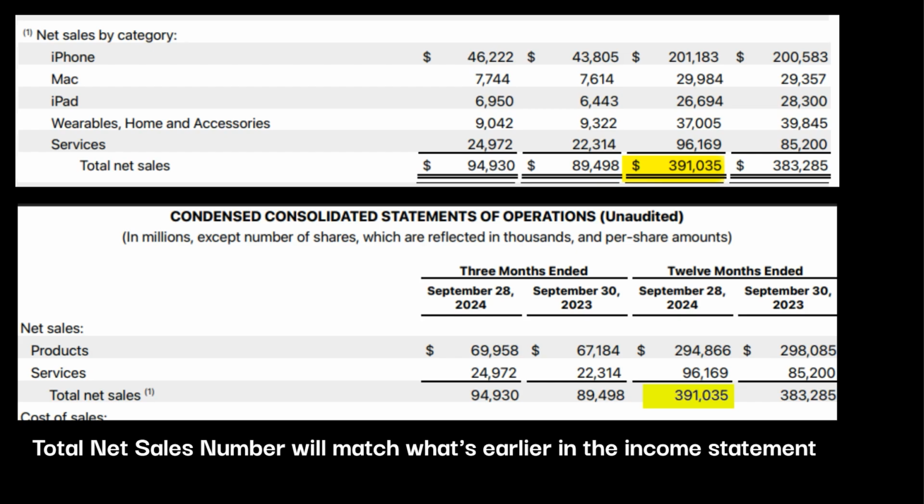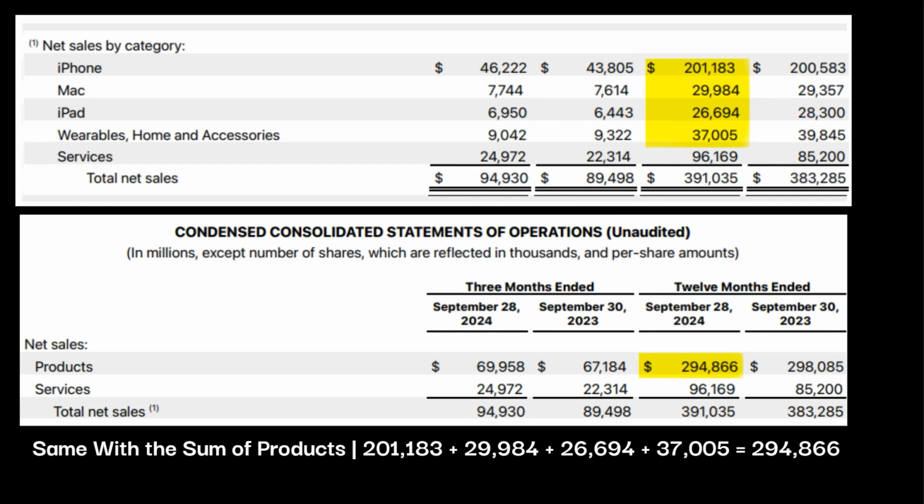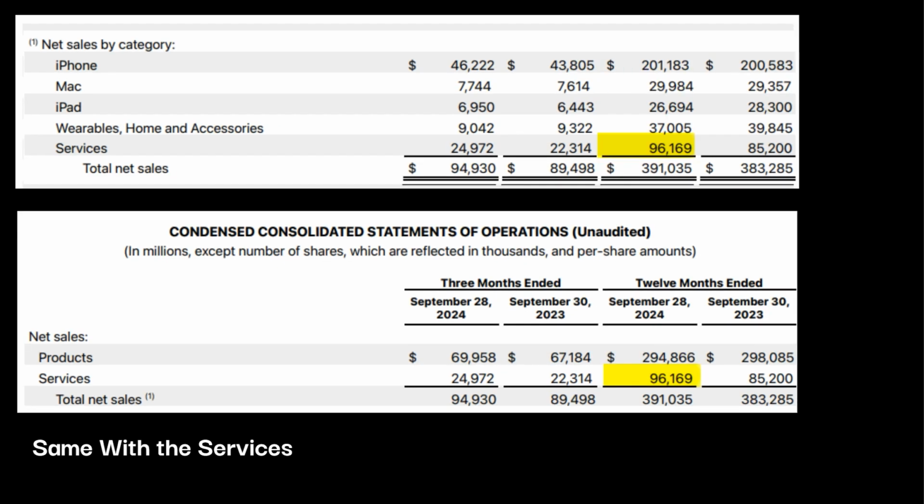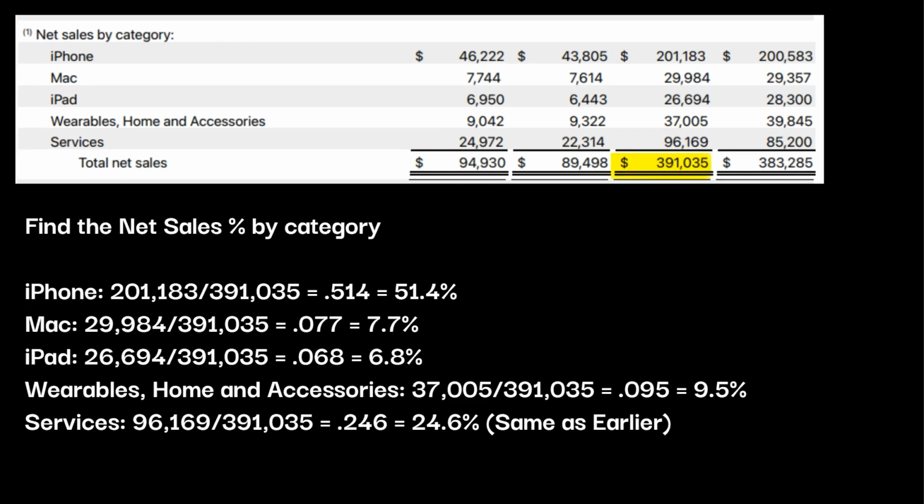Next, we're going to take a look at category. So on the category side of things, again, this lines up with our revenue from earlier, 391,035. And then what we can do is add up all of the different products, and it should line up to 294,866, and it does. You take 201 from the iPhone, Mac is 29, iPad's 29, wearables is 37. You sum all those up, you get 294,866. And then obviously services are going to match each time, 96,169 with 96,169. First, you can find the net sales percentage by each category.